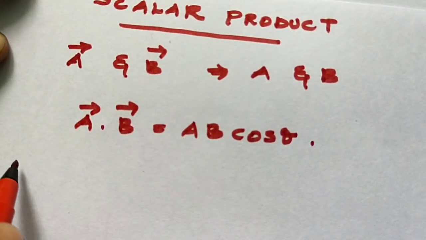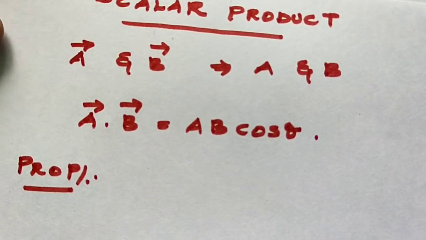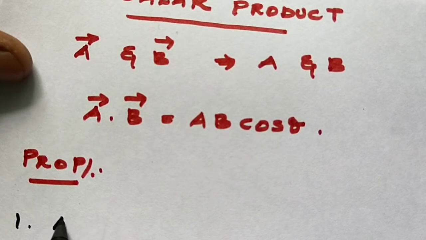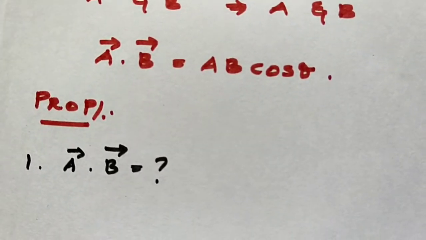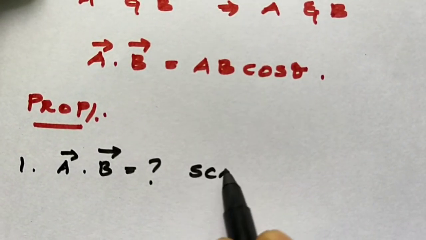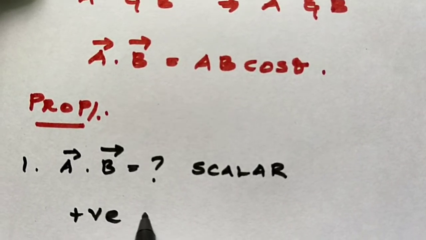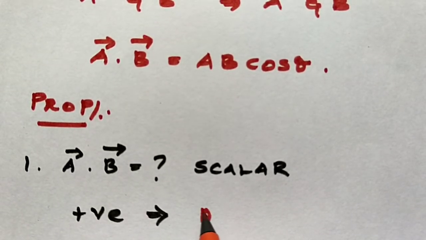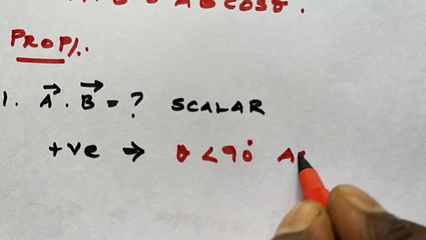So now moving to the properties of the scalar product. First, the product A vector dot B vector is the resultant, and it is always a scalar. If that value is positive, then the angle between the two vectors is an acute angle. Acute means theta is less than 90 degrees.